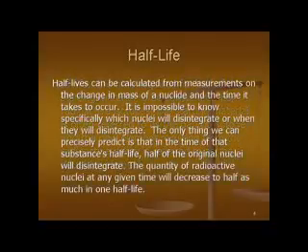Half-lives can be calculated from measurements on the change in mass of a nuclide and the time it takes to occur. It is impossible to know specifically which nuclei will disintegrate or when they will disintegrate. The only thing we can precisely predict is that in the time of that substance's half-life, half of the original nuclei will disintegrate. The quantity of radioactive nuclei at any given time will decrease to half as much in one half-life.